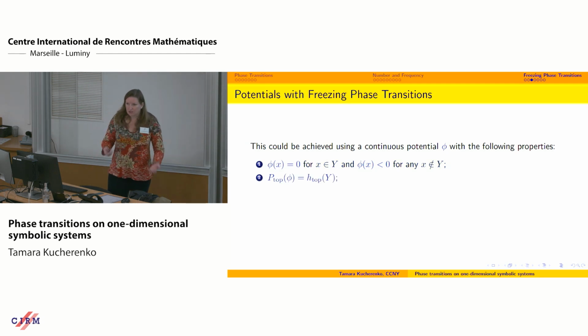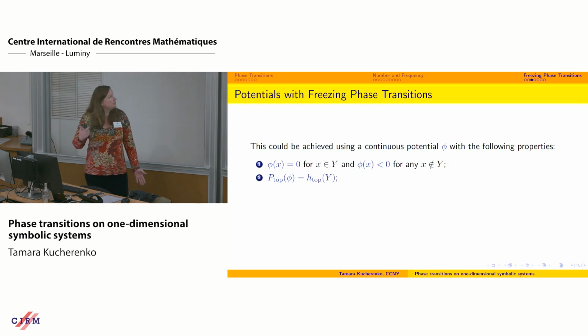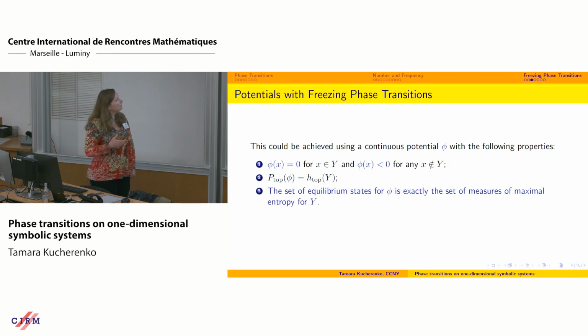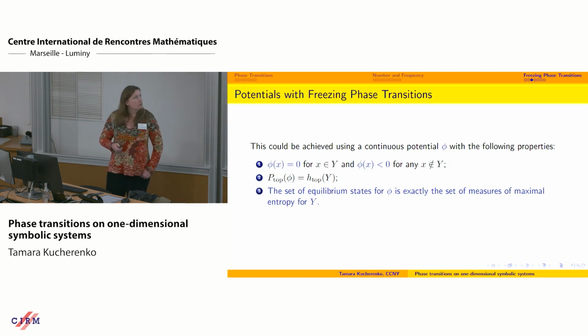We want the pressure of phi to be exactly the entropy of Y. This would mean that my phase transition happens somewhere before 1. Again, it doesn't matter when it happens, we can scale. And the most important part, we want the set of equilibrium states for phi to be exactly the set of measures of maximal entropy for Y. If we have these three things, we have a freezing phase transition on Y.